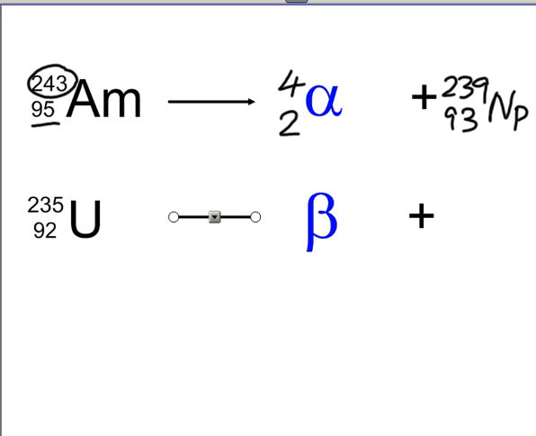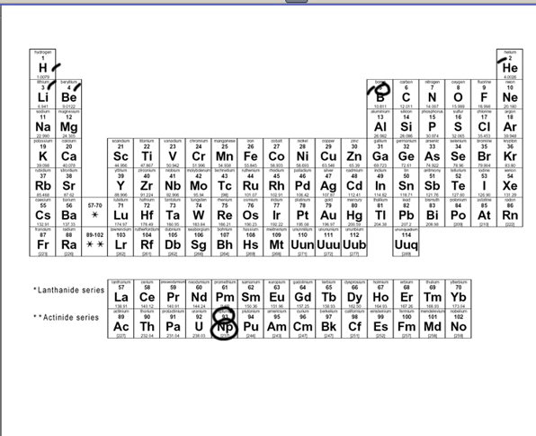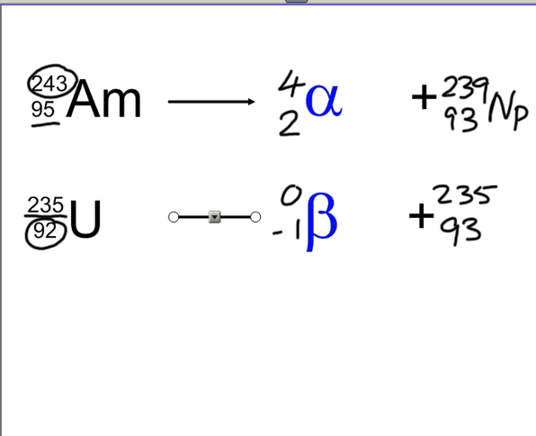Okay, we can do the next one. We're going to lose a beta particle here. Beta particle, no mass, -1 in charge. So 235, no change. 235. 92, -1 will make 93. And we look at the periodic table, don't need to, you'll see why. 93, it's neptunium again. So both of the reactions have formed neptunium.